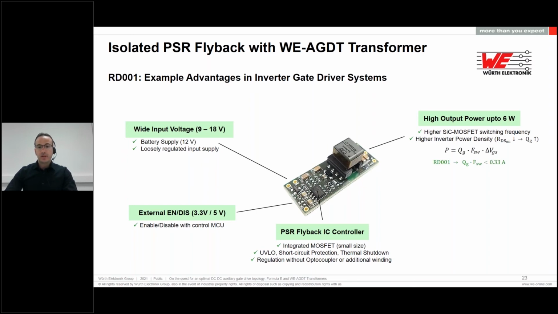For the reference design RD001, the product of the gate charge by the switching frequency needs to be below 330 milliamps. Regarding the transformer, it has been designed with low leakage inductance and low DCR. This is with the objective of achieving higher efficiency.